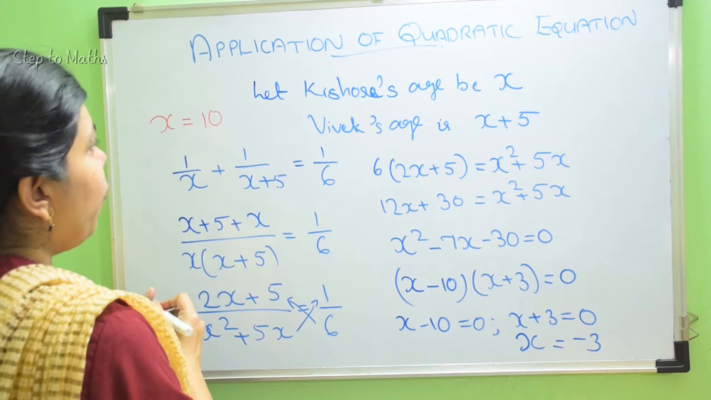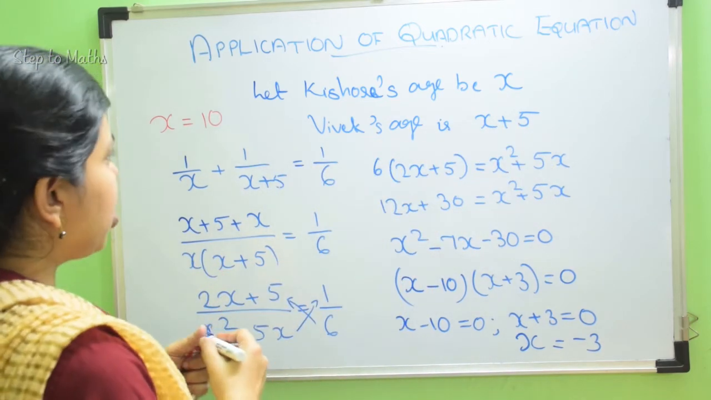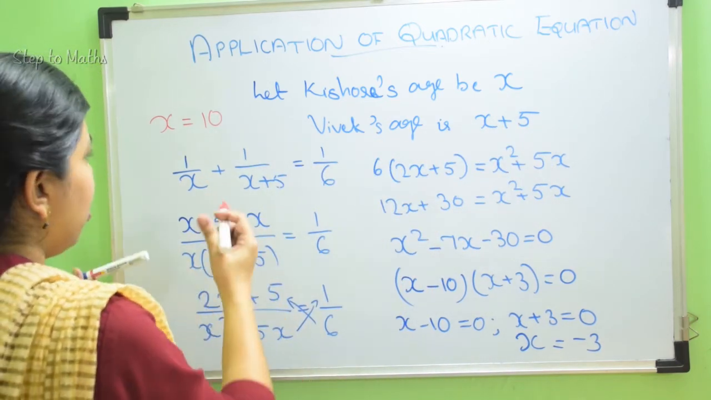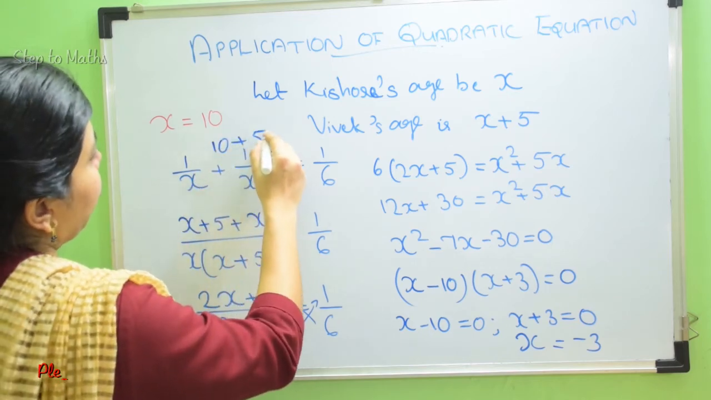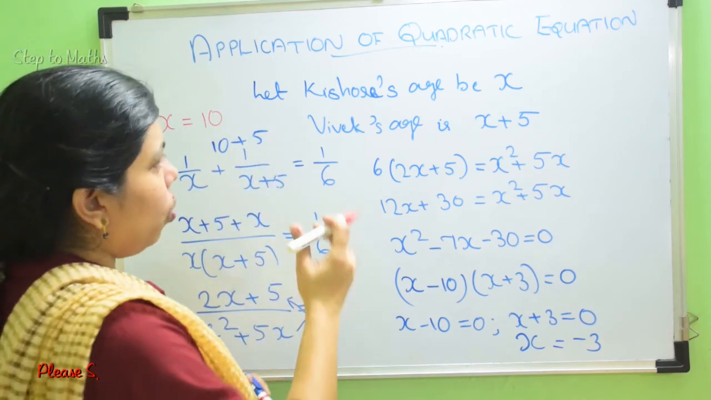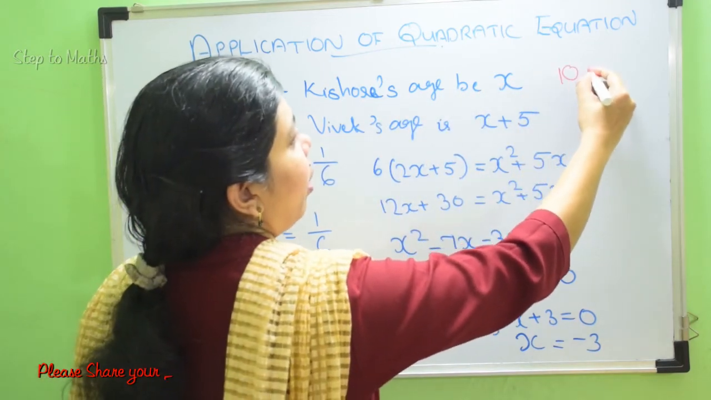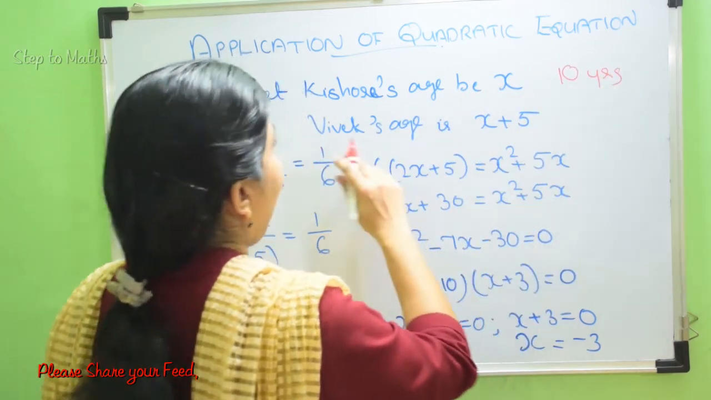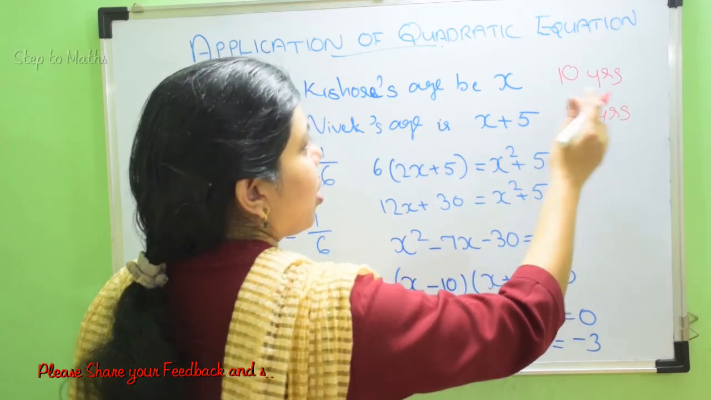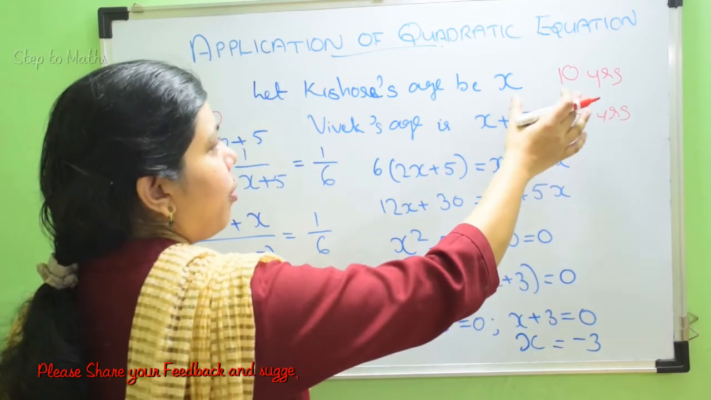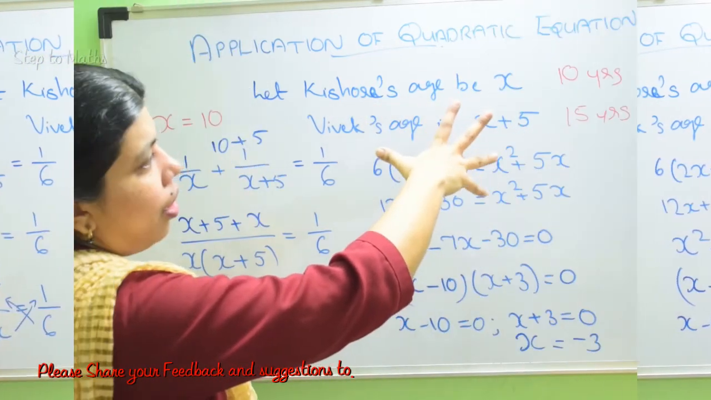So Vivek's age is x plus 5. X plus 5 is 10 plus 5. So our solution is Kishore's age is 10 years and Vivek's age is 15 years. 10 years for Kishore and 15 years for Vivek.